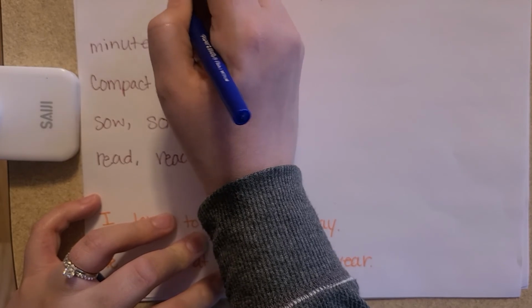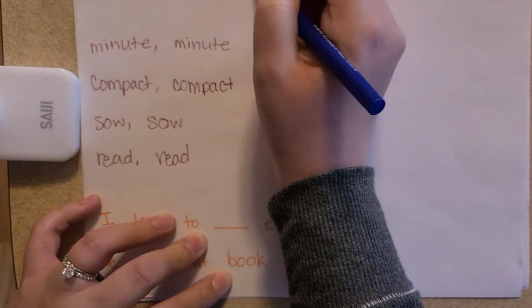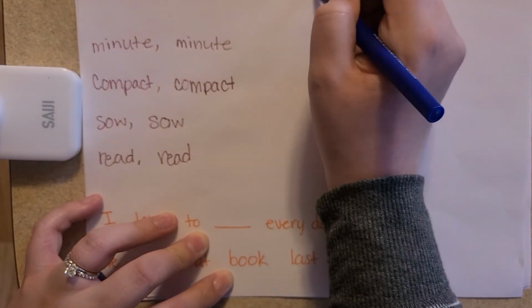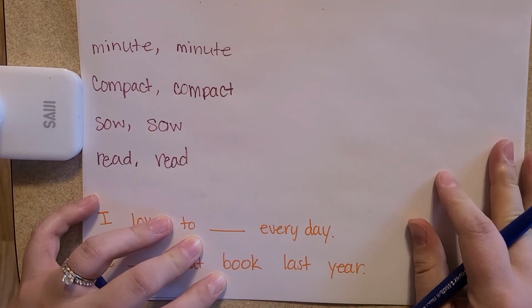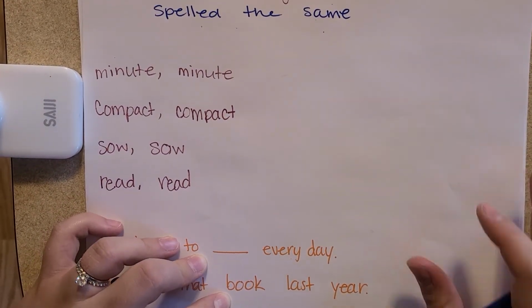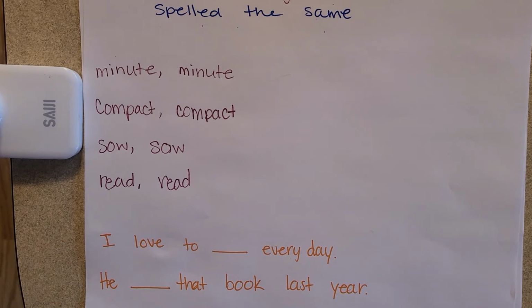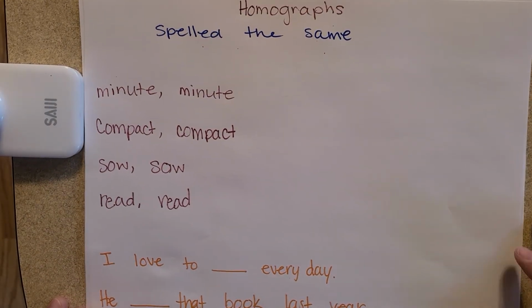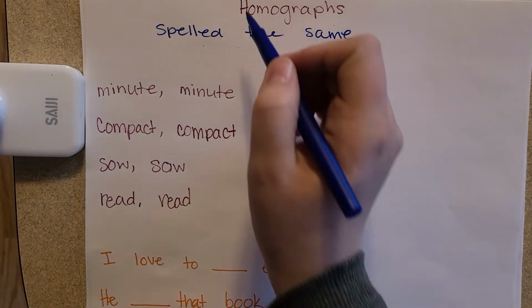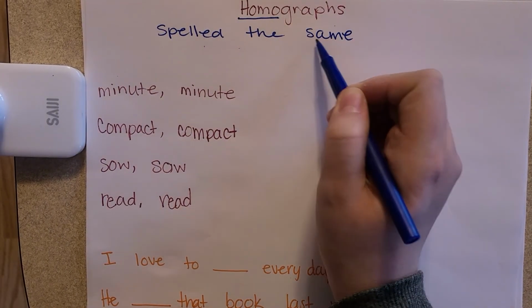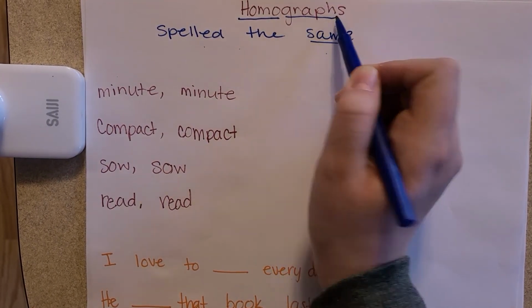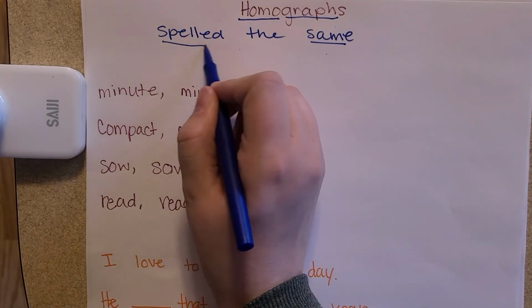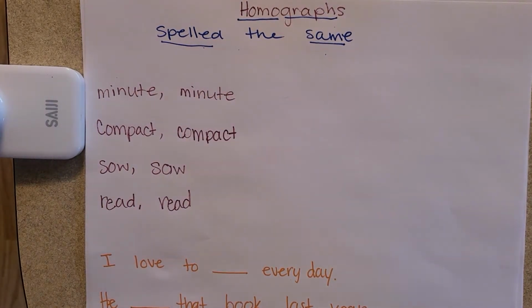Spelled the same. Hopefully you will write this down along with these examples in your notebook. And these words are called homographs. So again, homo means same. Graphs means to write, or in this case, the way the words are spelled, the same.